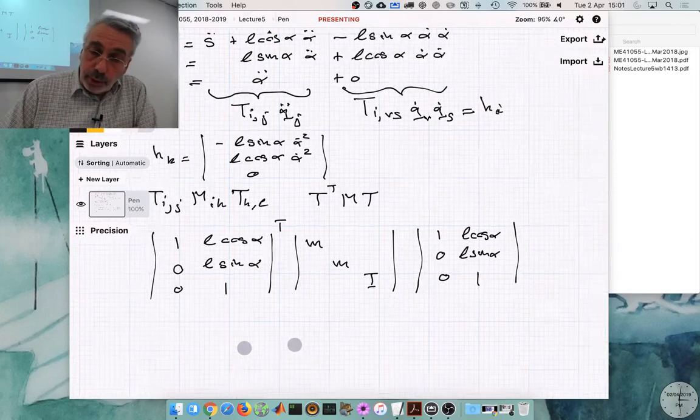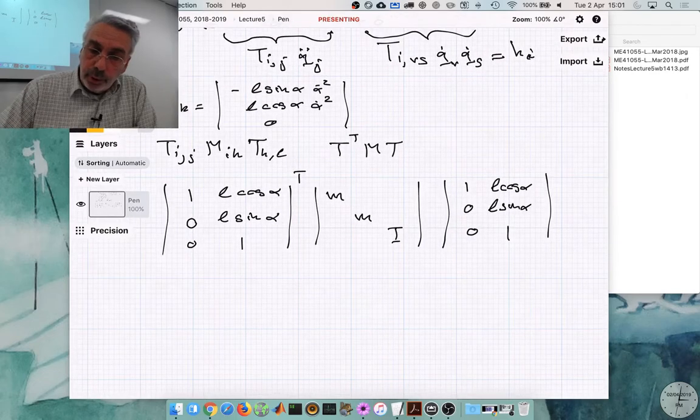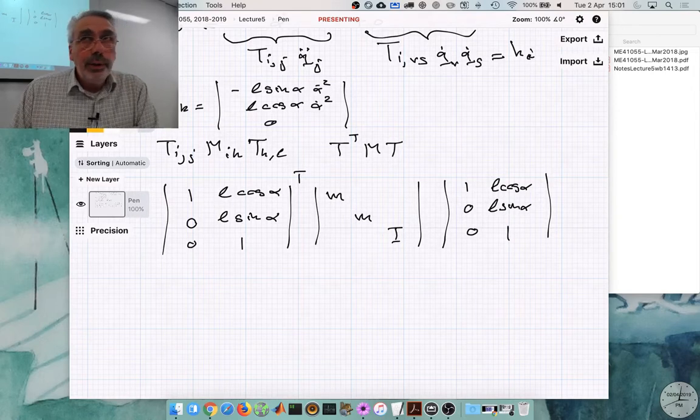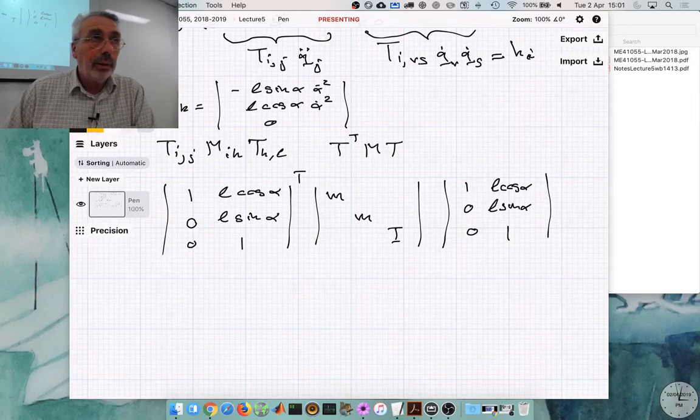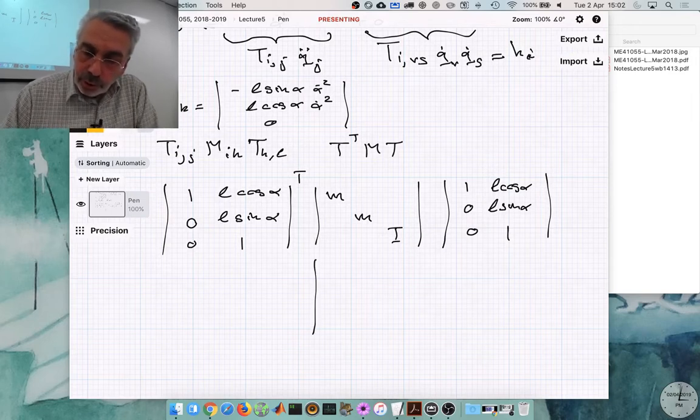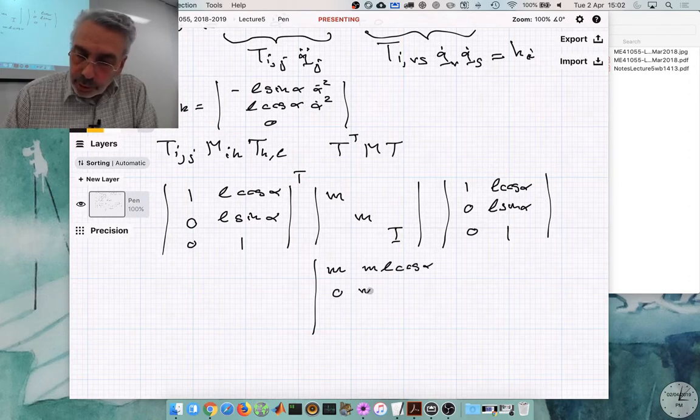Now, as you like it, you can first do the multiplication of this times this, and then take the transpose of this times the result. There is a quick and dirty way, because this is only a diagonal, meaning that such a diagonal matrix only changes every row. This row is multiplied by m, this multiplied by m, and this row is multiplied by I. So eventually the result will be m, and here ml cosine alpha. And this is 0, and this is ml sine alpha, and this is 0 and I.